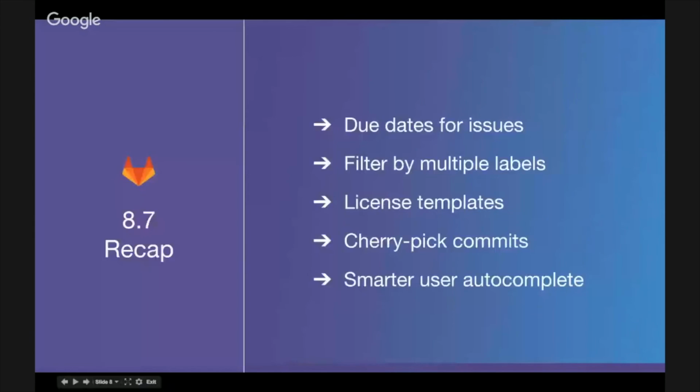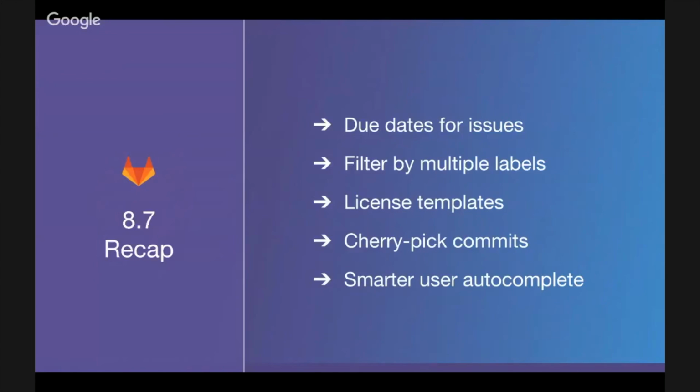And I'm going to do a quick recap of what it is that we just saw. First, we had a look at due dates for issues. You will be very glad to see this if you use GitLab extensively for project management, if you use the issue tracker to keep track of different kinds of tasks than just bugs and that kind of thing. Due dates for issues and sorting by due date is very, very useful for those kinds of workflows.